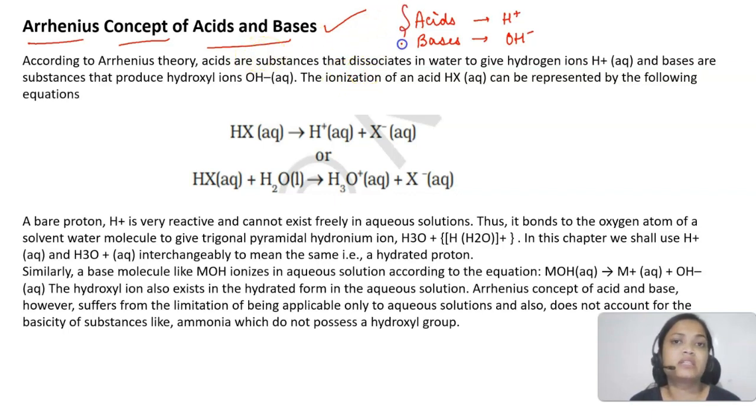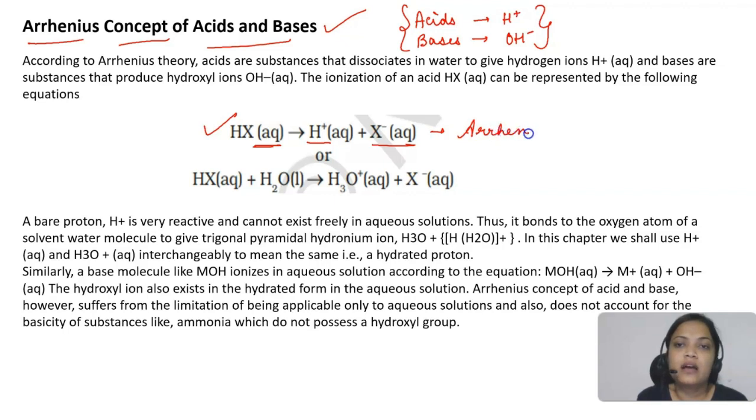See, this is the simple definition. If any substance is giving you hydrogen ion when you dissolve it in water, it will be an Arrhenius acid. And if any substance is giving you hydroxide ion, it will be an Arrhenius base. So here you can see that HX is an Arrhenius acid, because in water or in aqueous medium it will be giving you H plus and X minus.